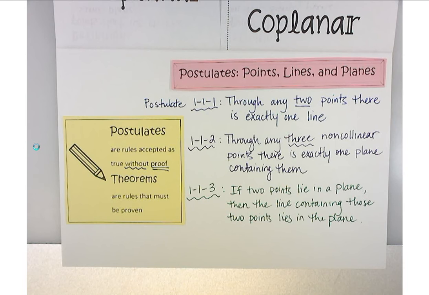Okay, so postulates are going to be rules that are accepted as true, and theorems must be proven. So what we're going to work with today are the postulates, and the postulates tell you the first one: through any 2 points, there is exactly one line. Through any 3 non-collinear points, there is exactly one plane that contains them. And if 2 points lie in a plane, then the line containing those 2 points lies in a plane as well.